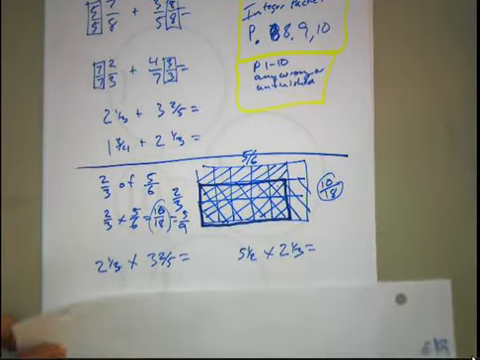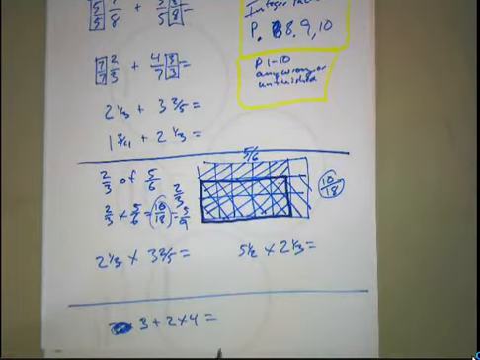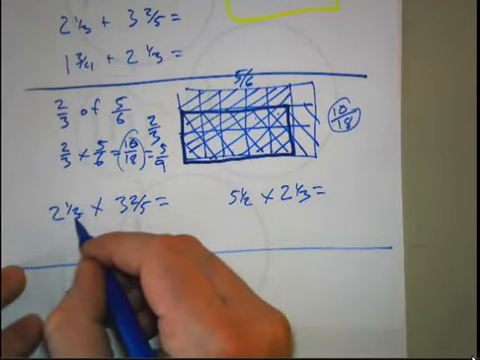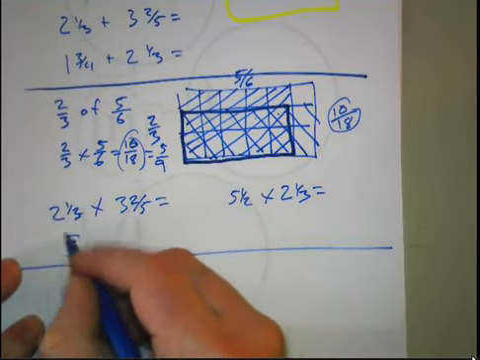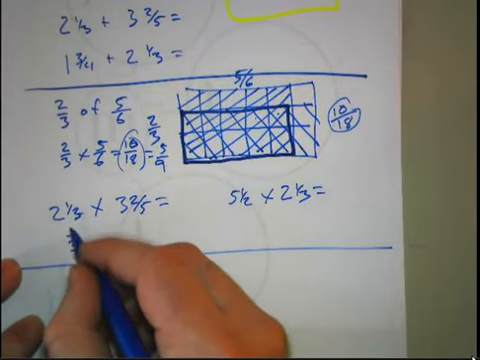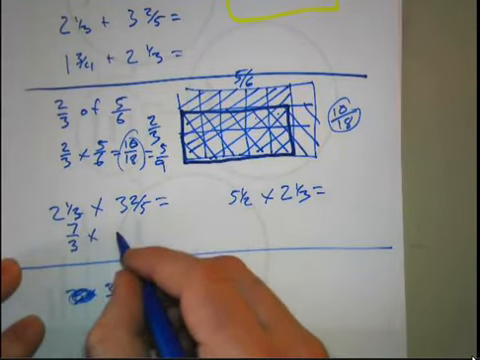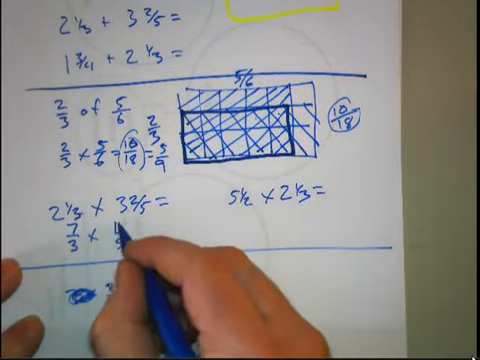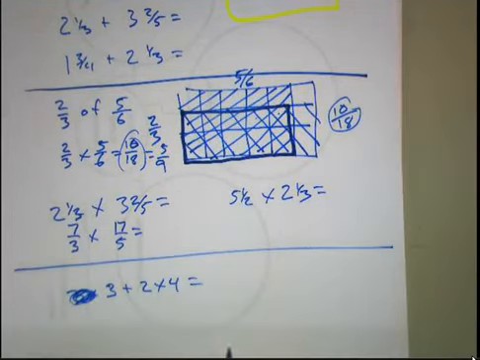Which brings us down to how to multiply mixed fractions. Mixed fractions need to be multiplied by first converting them to an improper fraction. How many parts make up a whole? 3. I have 2 wholes. 2 times 3 is 6, plus 1 is 7, times. How many parts make up a whole? 5. 3 wholes. 3 times 5 is 15, plus 2 is 17. 7 times 17.